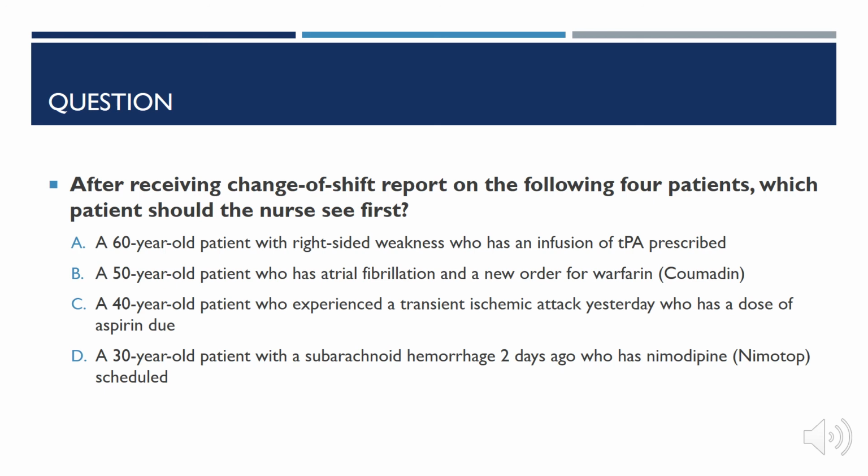We want to see the 60-year-old patient with right-sided weakness who has an infusion of TPA prescribed. TPA needs to be infused within the first few hours of a stroke symptom starting in order to be effective, minimizing their brain injury. The other medications should be given as quickly as possible, but timing of this medication is critical.